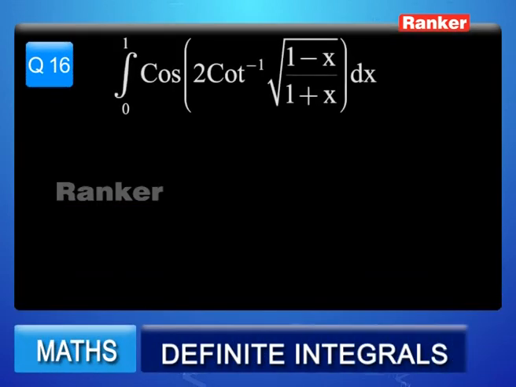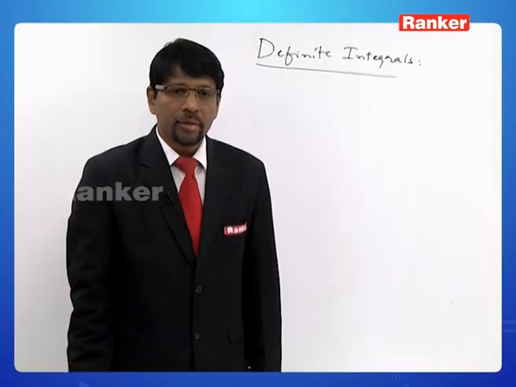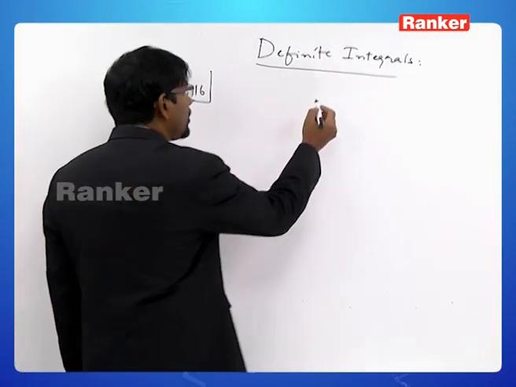Let's move to question number 16. Integral 0 to 1 cos of 2 times cot inverse of root over 1 minus x by 1 plus x dx. First option minus 1 by 2, second option 1 by 2, third option 0, fourth option is 1. Now let's see how this can be done.